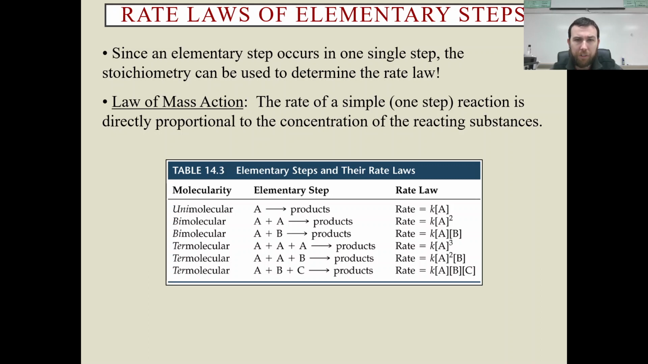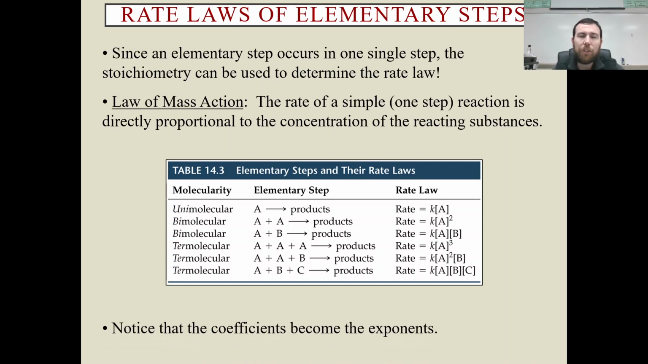For bimolecular, you see there, since there's two A's, it'd be k times A squared. For the other bimolecular process, you've got k times A times B, because you've got a coefficient of 1 in front of both of those substances. And I think you guys are seeing the pattern there, so I'm not going to spend a lot of time looking at the other three.